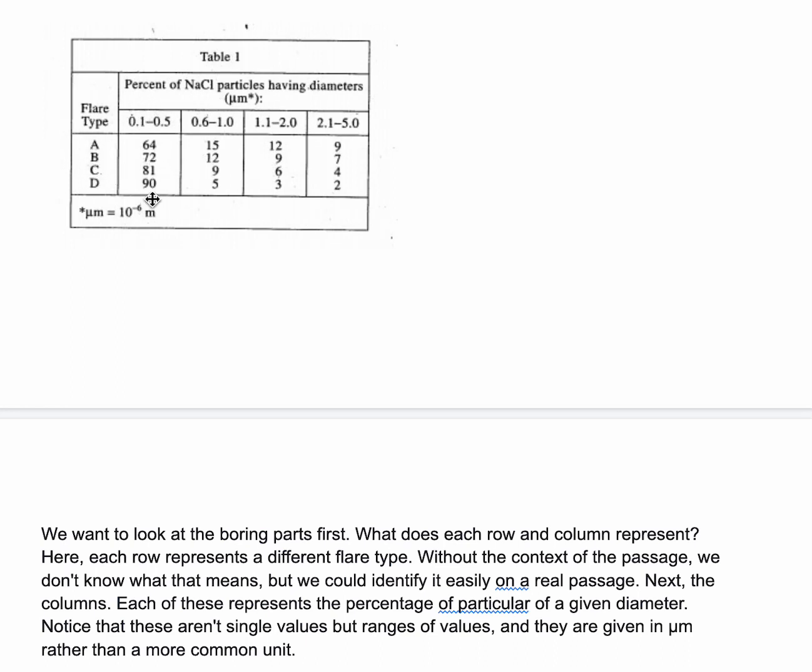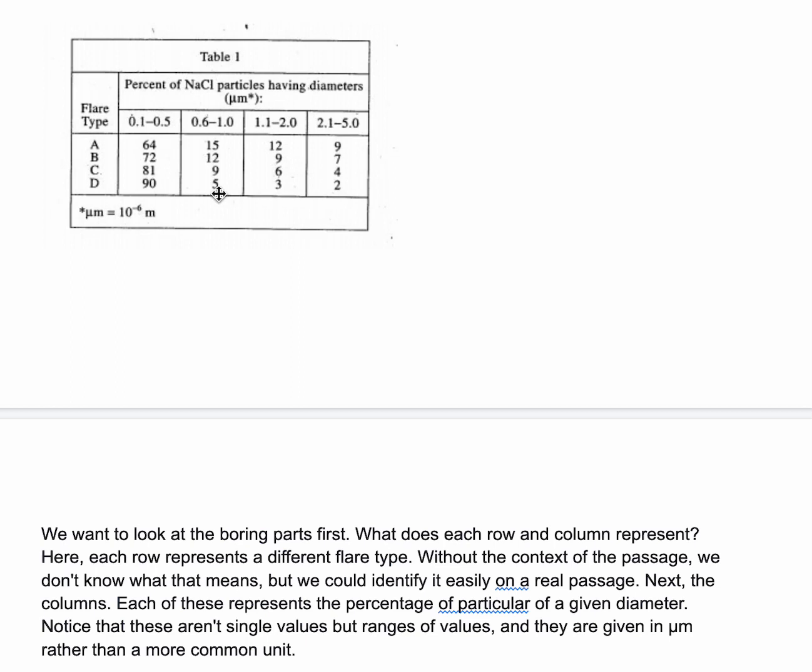And then you look at each column. Okay, so before you look at the columns, you look at the heading. Percent of NaCl particles having diameters, and then they give you the unit of the diameters. I think that's micrometers. Doesn't really matter. It might matter in a question, but okay, some really small little things. And so the percent of NaCl particles having a diameter in micrometers of 0.1 to 0.5, 0.6 to 1, 1 to 2, and then 2 to 5.